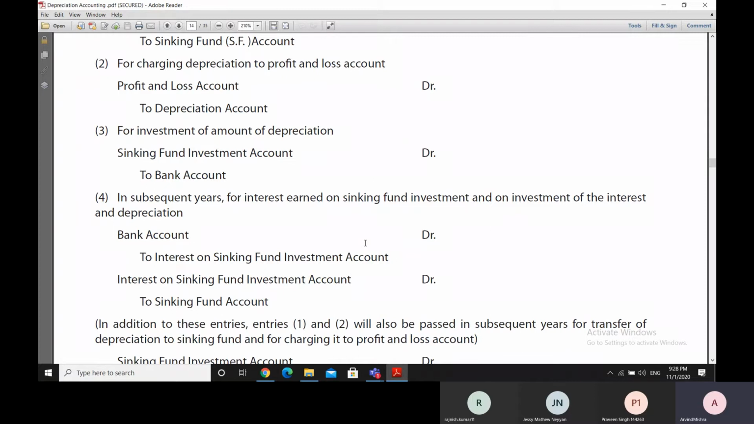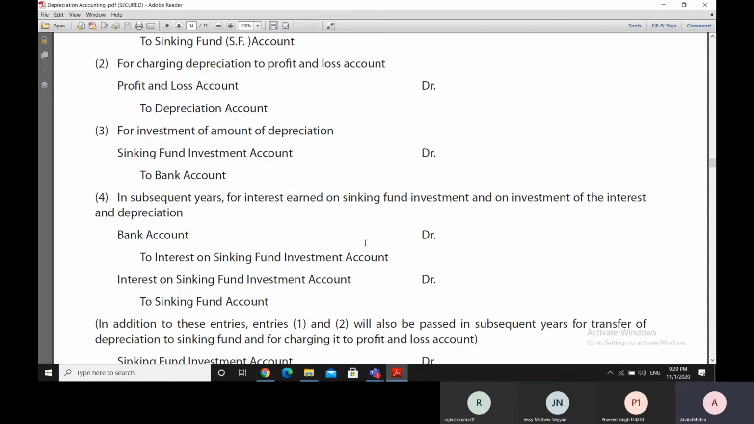So thereby what is happening is that the interest that we are earning on the investment that we are making out of the sinking fund investment account is going into the bank account and getting credited to the interest account initially, and then that interest on sinking fund account is again debited and sinking fund account is credited.